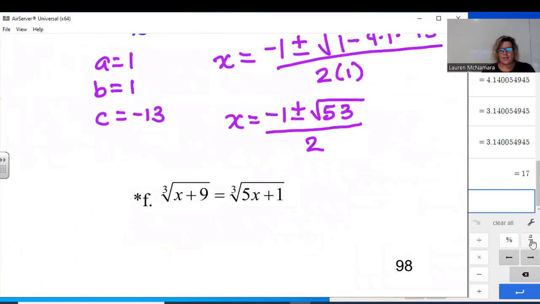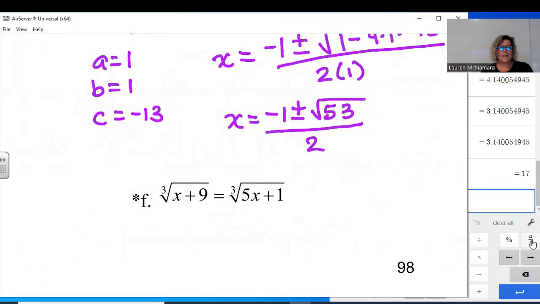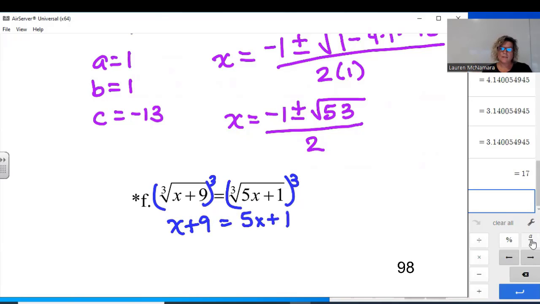All right, let's look at F. So with F, this time I have a radical on both sides. So we don't have the directions for this, but it's the same thing. If I have a radical on both sides, are both of my radicals isolated? Yep. So cube both sides, doing that opposite operation. So I have x plus 9 is equal to 5x plus 1.